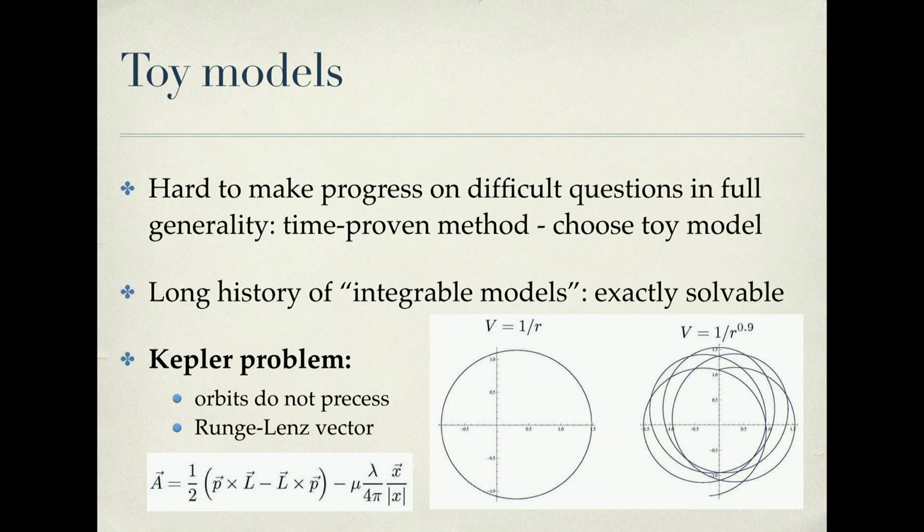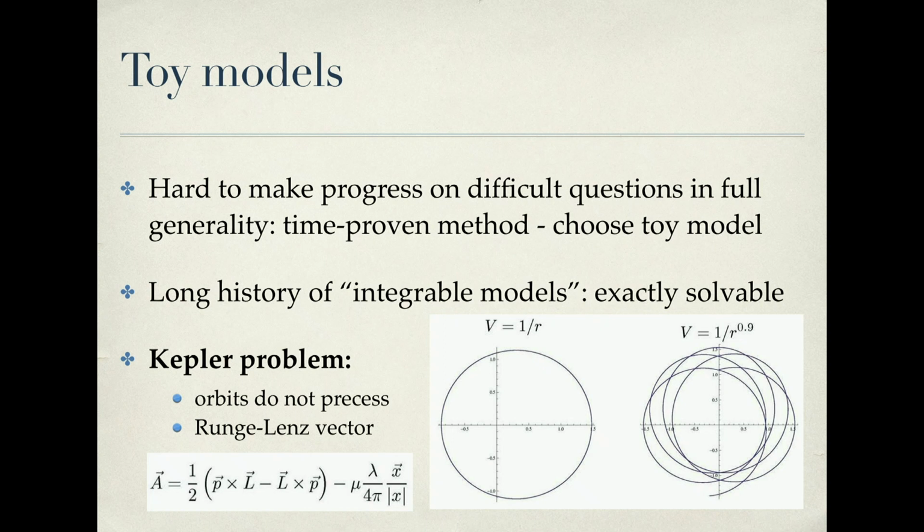The motivation is that if we want to make progress on some very difficult question, we have to pick some model, or toy model, and that's a time-proven method to make progress in general. And there is a very long history of a certain type of models called integrable models, which are exactly solvable. And it started 400 years ago with the Kepler problem.